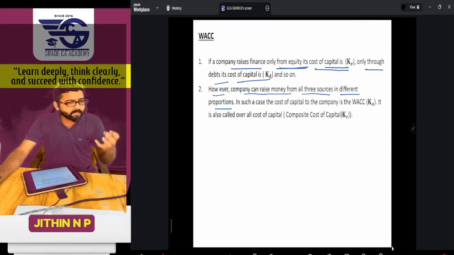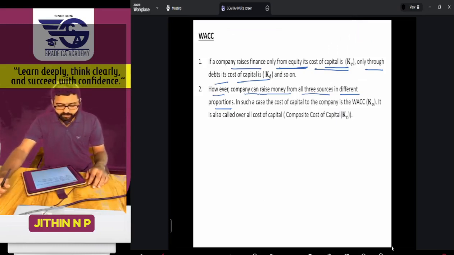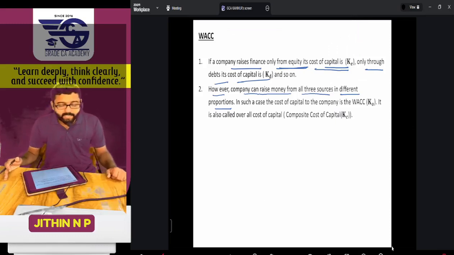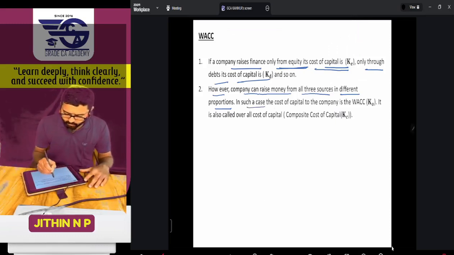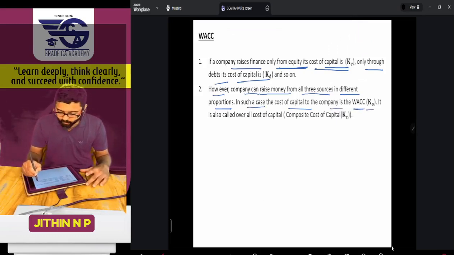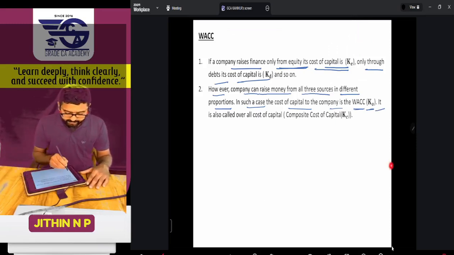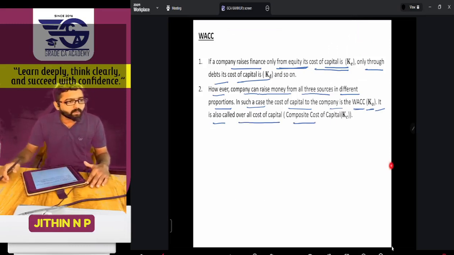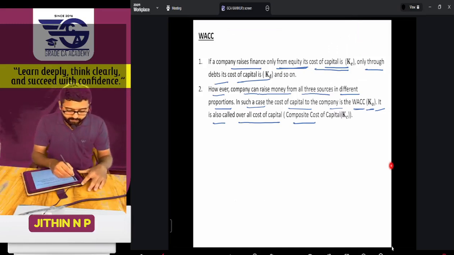Suppose the company raises capital of 10 crore rupees: 5 crore from equity share capital, 2 crore from preference share capital, and 3 crore from debt fund. That's all three sources. In such a case, the cost of capital to the company is the weighted average cost of capital, KO. It is also called overall cost of capital or composite cost of capital.